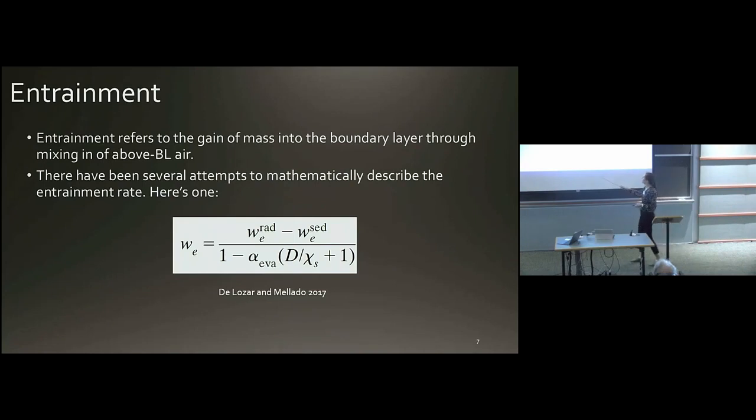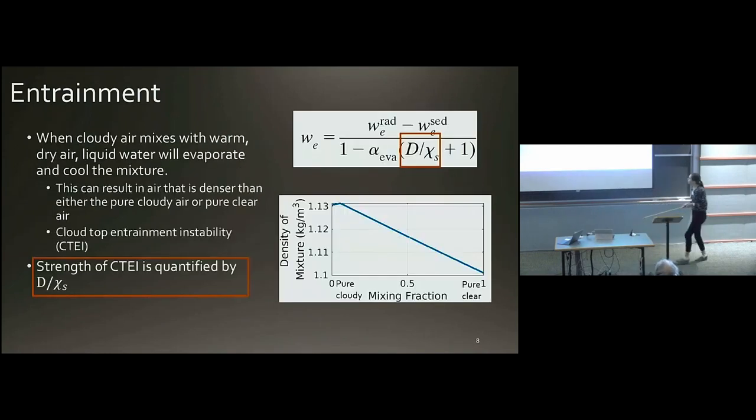And you can see that many of these processes that we've been discussing show up in this equation for the entrainment rate. We have a contribution from radiative cooling. We have a contribution from droplet sedimentation at cloud top, which maybe hasn't been mentioned yet, and we have some evaporation influences as well. So I'll go through these in just a little bit of detail.